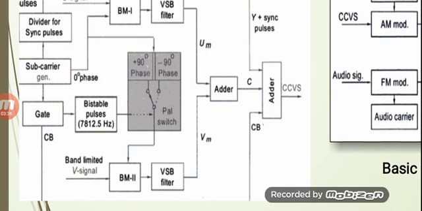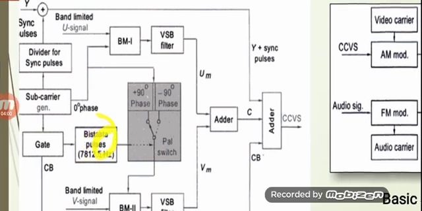And here what has been done is, when the subcarrier frequency reaches that switch, there will be a phase shift of plus 90 degree and minus 90 degree, and the switch is going to be only at one position. Either it will be at plus 90 degree or it will be minus 90 degree, and that switch will be driven by bistable pulses of 7812.5 hertz. Now 7812.5 hertz is nothing but exactly half the frequency of 15625.